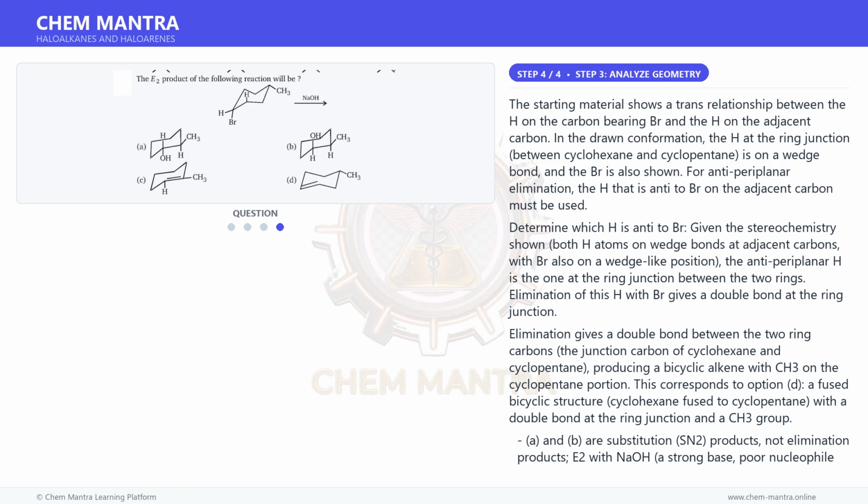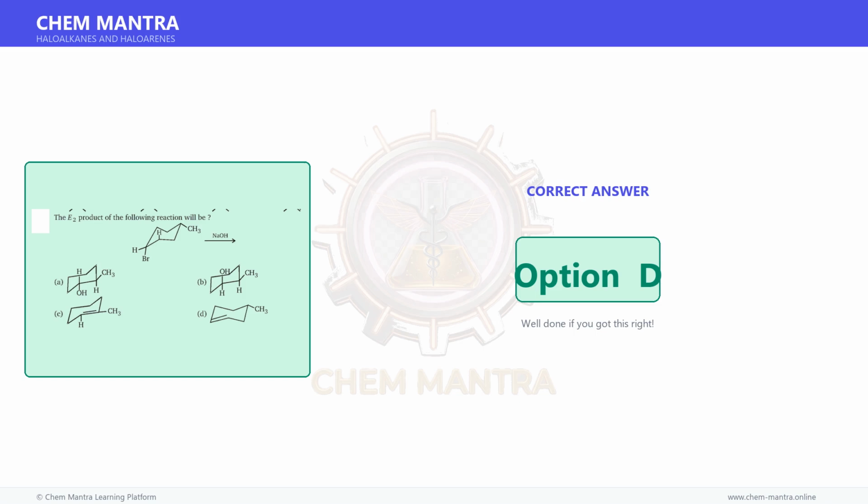C shows an elimination product but with incorrect regiochemistry or stereochemistry. The double bond position or the ring geometry does not match the antiperiplanar requirement for the given stereochemistry. D correctly shows the double bond at the ring junction resulting from antiperiplanar E2 elimination, consistent with the given stereochemistry of the starting material. Therefore, the correct answer is option D.